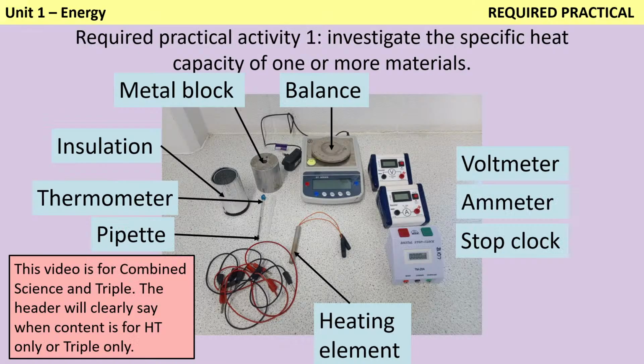But also up the top, where it currently isn't saying anything because I've taken my slide down, it's currently saying something like Unit 1, energy. When it becomes triple only content, that bit goes bright purple, and somewhere over here it says triple physics. And that's the point where the combined scientists know that they don't need to know about that. But everything that is for combined science, you do need to know for the triple exams as well. There's nothing that's combined science only.